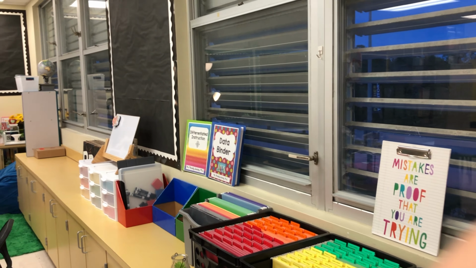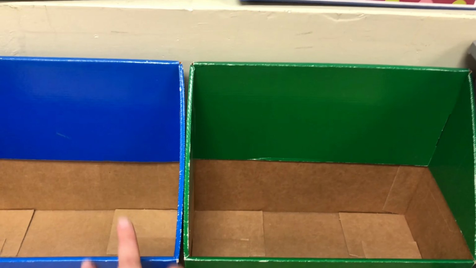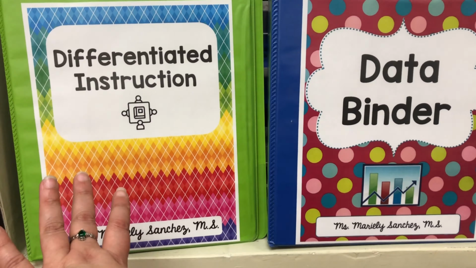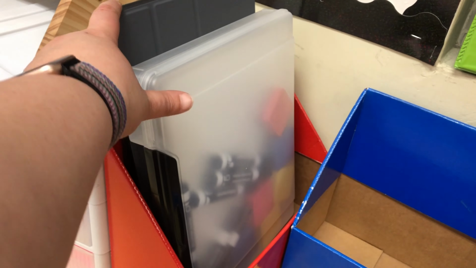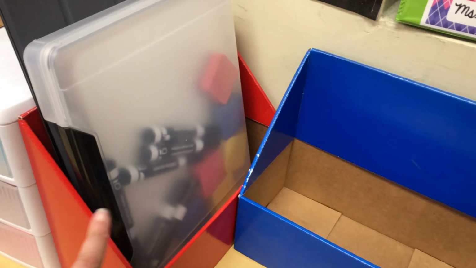These are the student file folders. Over here, this is what I'm going to use for my emergency subplans. This is where their data trackers are going to be, my differentiated instruction binders here, my data binders here, which I've got to update. I have some things for small group in here, including my portable monitor and some dry erase boards and markers and erasers. I have a dry erase board that I can use with a magnetic eraser.